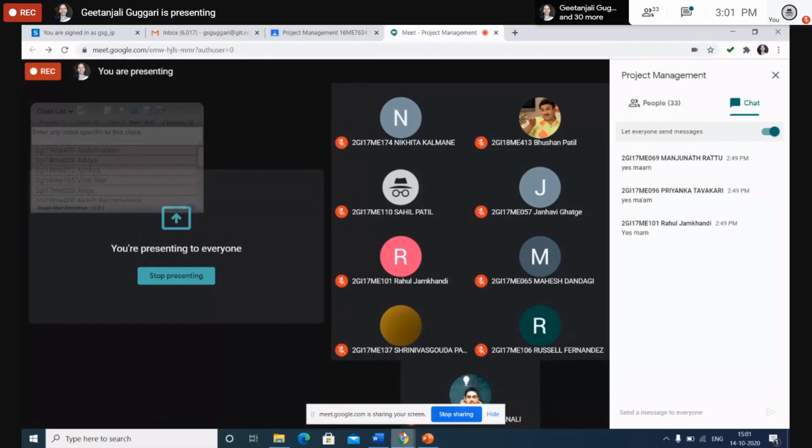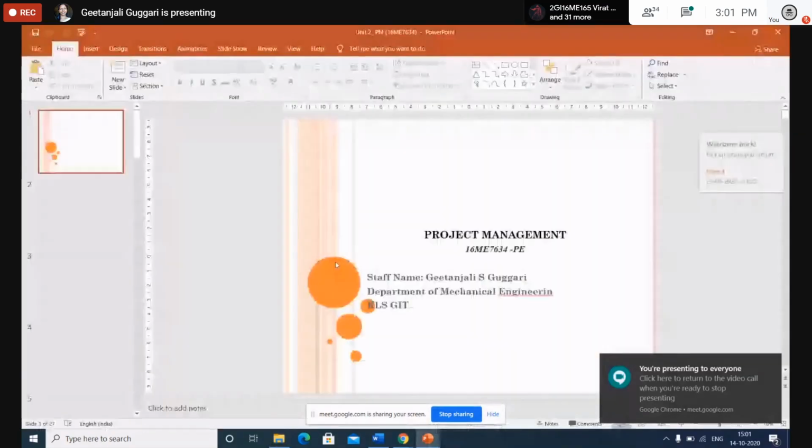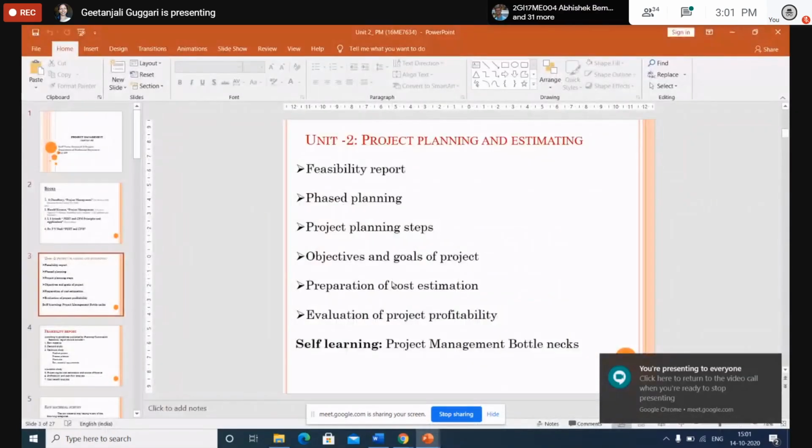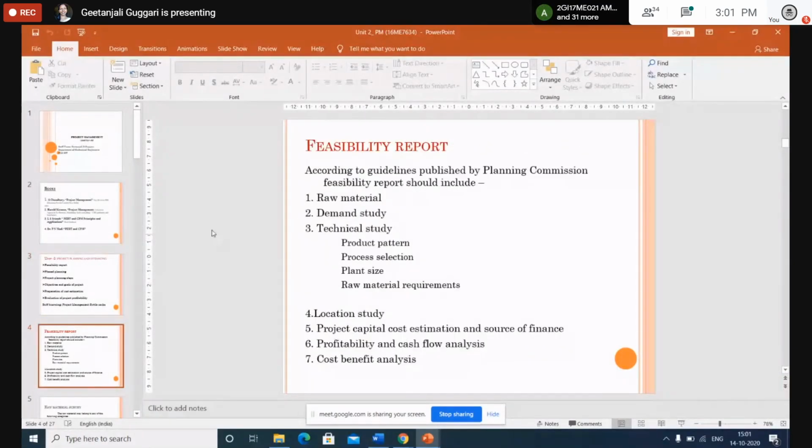No. I'll go to the PPT of the second unit. So here we have studied the feasibility report in detail. All these feasibilities, you need to study all the feasibility 1 to 7. Feasibility will not be asked in combination. Only one feasibility will be asked. So these are 7 different questions for you.